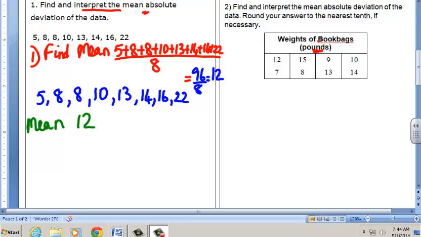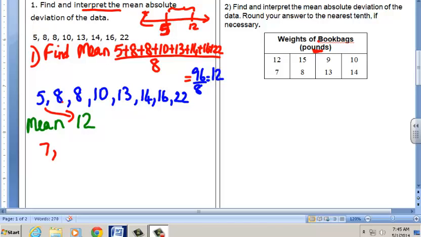Now figure out the distance from the mean. So the first one is 7 away from the mean. Got it? 12 take away 5. If 12 was here, how far is 5 away from 12? Oh, sorry, this was 5. So how far is 5 away from 12? It's 7 away from 12. That's what we are looking at.